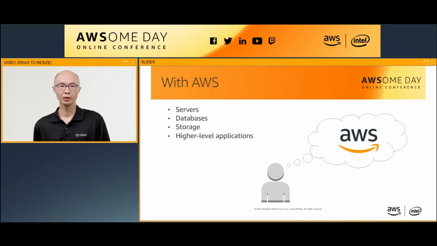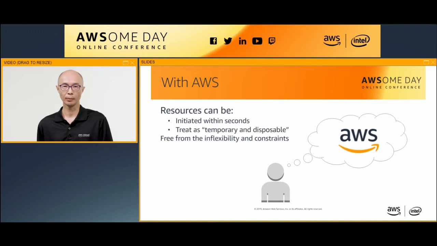With AWS, you are provided a simple way to access servers, databases, storage, and higher-level application components over the internet. These resources or services can be initiated within seconds without you having to do any physical rack and stack. Any of these services is one click or an API call away.